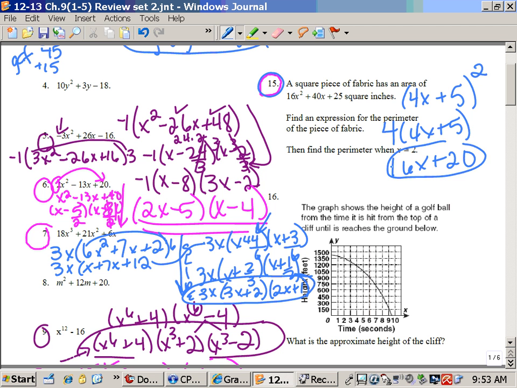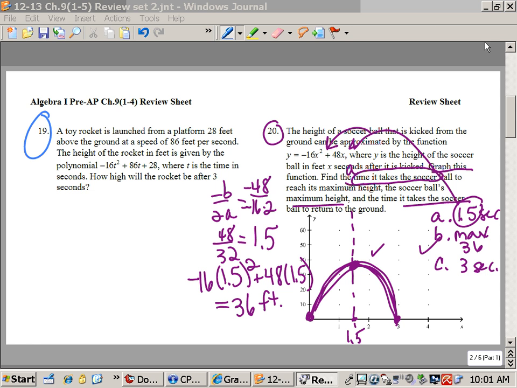This is the perimeter for the piece of the fabric. Then I have to take the 2. So 16 times 2 plus 20 is what number? 52. Number 19, the correct answer is 142 feet.